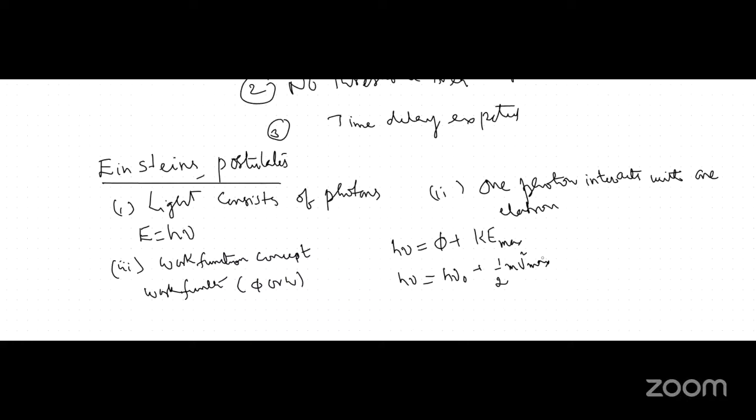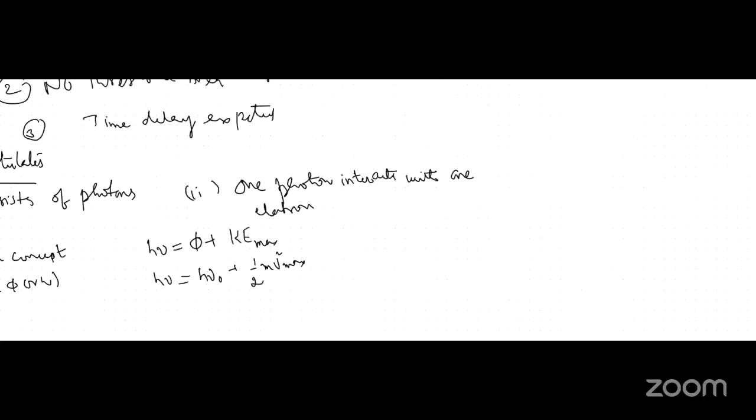We can write Einstein's photoelectric equation in terms of the stopping potential. We know that KE maximum in terms of the stopping potential should equal e V naught. Therefore, we can write h nu equals phi plus e V naught, where V naught is the stopping potential.